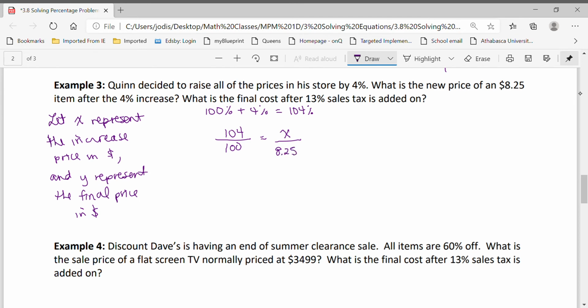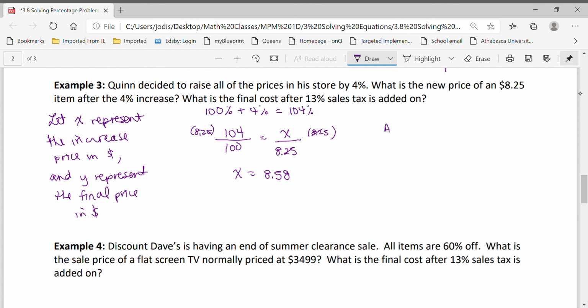Because if we just did 4, we would just be looking for 4% of the $8.25, but we're not. We're looking to figure out how much this would be if we increase it by 4%. So that's why we do the 100 plus the 4 to give us that 104%. So instead of paying $8.25, we're paying that plus another 4%. So in this case, we're going to multiply both sides by $8.25. And 825 times 104 divided by 100 gives us $8.58. So that would be the new price of the item.